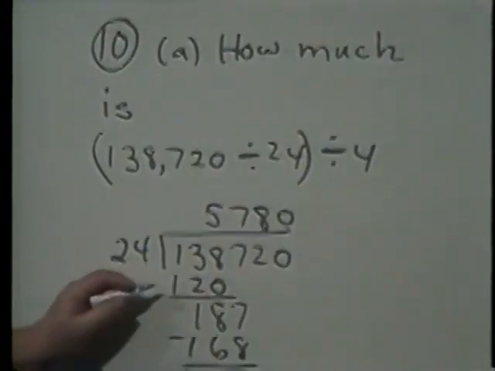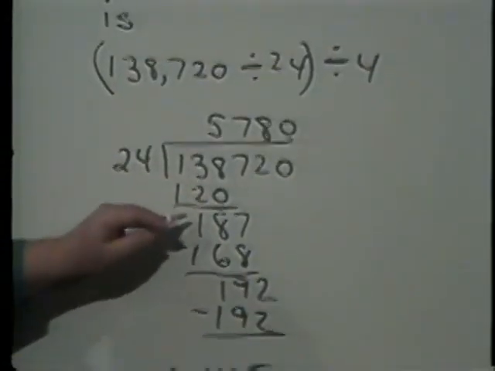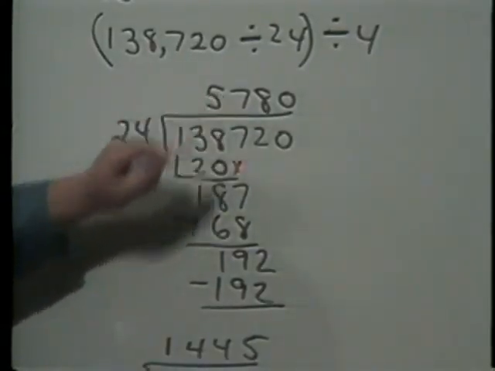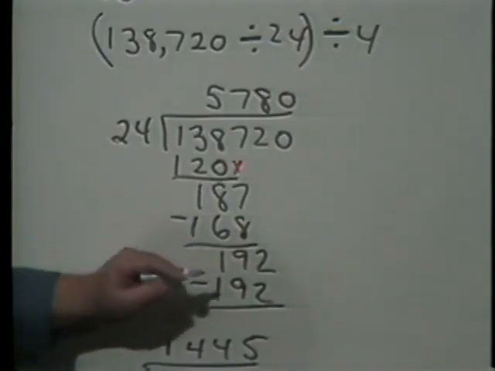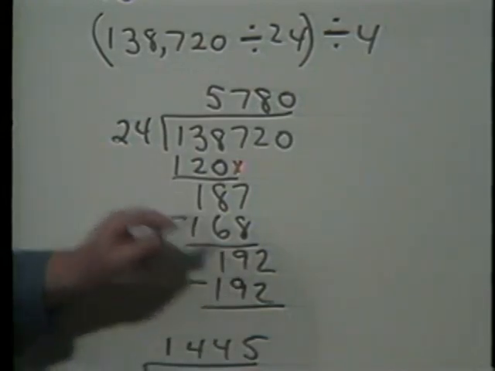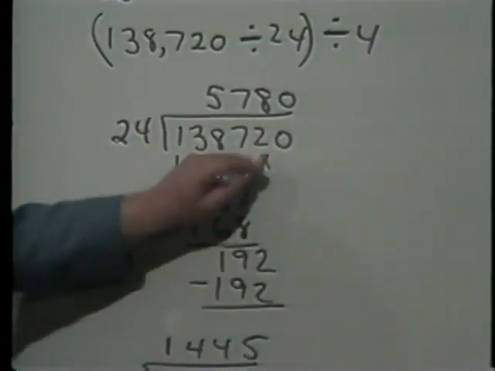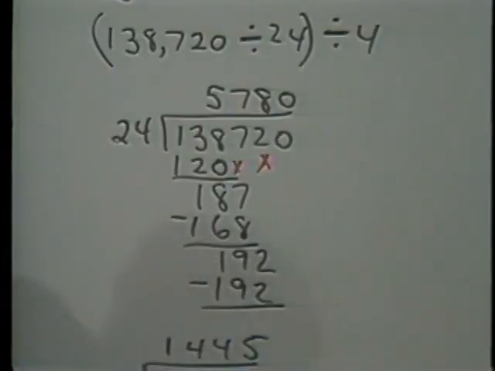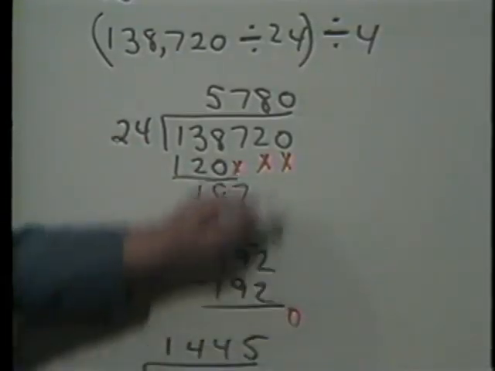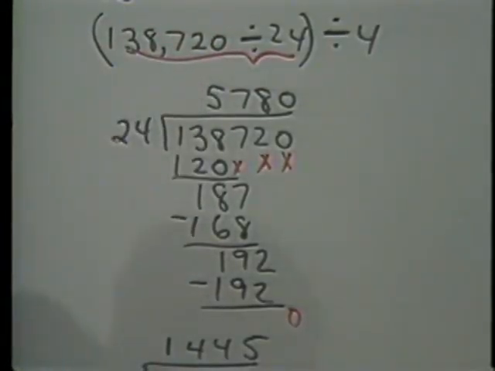This is just, again, for you to check out. See, 24 goes into 138 5 times. 5 times 24 is 120. I subtract, I get 18. I bring down the 7. 24 goes into 187 7 times. 7 times 24 is 168. I subtract 168 from 187. I get 19. I bring down the 2. 24 goes into 192 8 times. 192 from 192 is 0. And this is tricky. There's still a 0 over here. I have to bring it down. 24 goes into 0 0 times. That 0 has to come up here. So this is another name for 5,780.